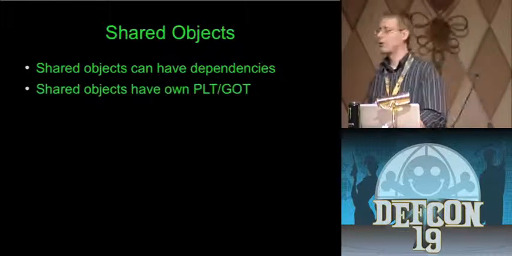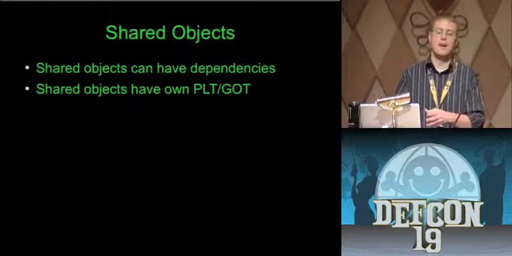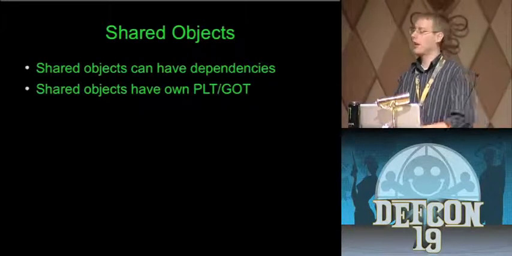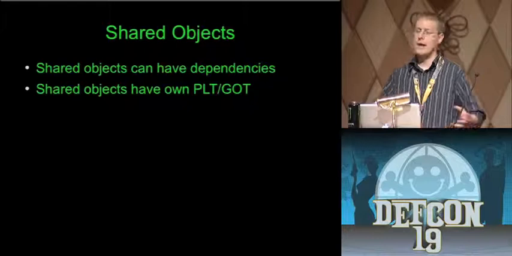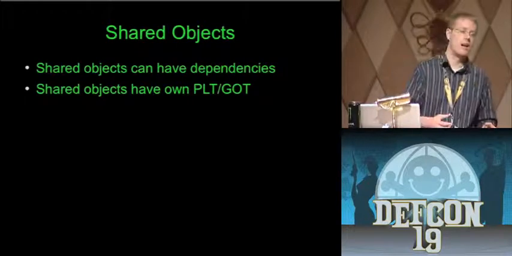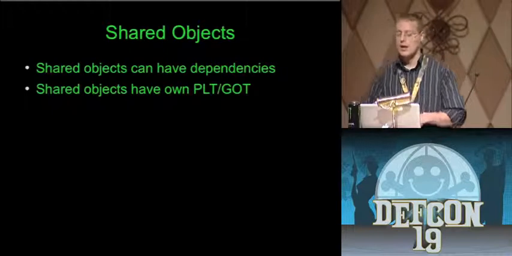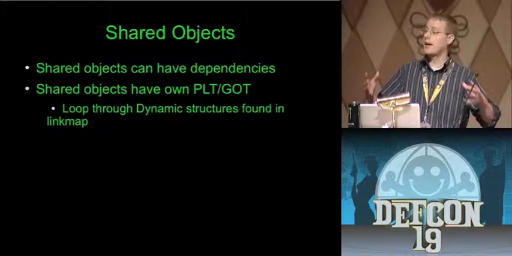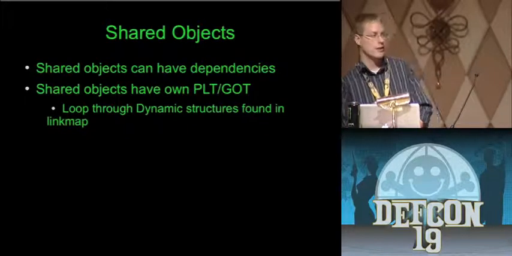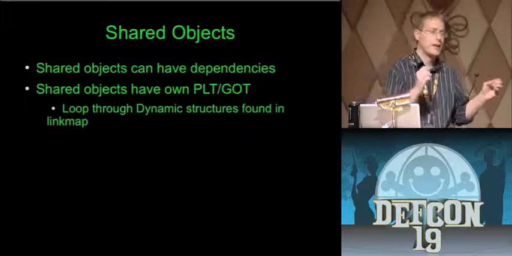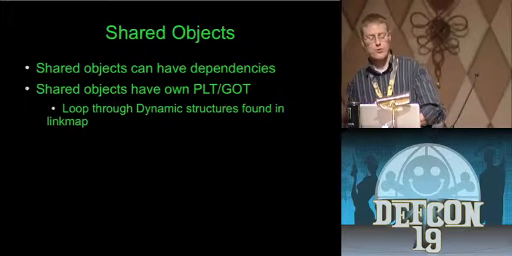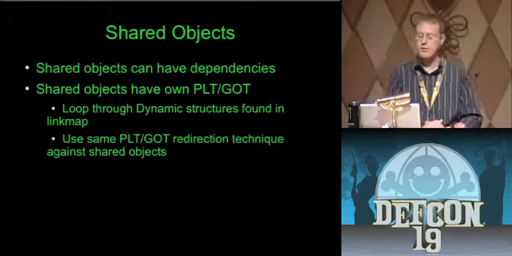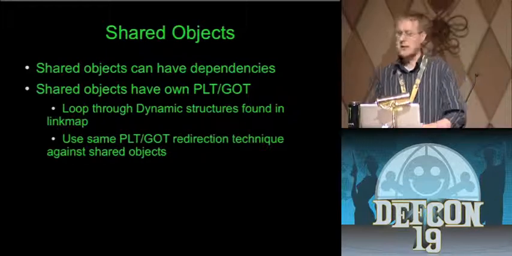Shared objects can have dependencies. Shared objects have their own procedure linkage table and global offset table. Prior to this slide, we were talking about the program's main GOT and PLT. But each shared object, because it can be loaded in random spots in memory, and because it can depend on other shared objects, has its own PLT and GOT. So if you can hijack inside the main program, you can hijack inside shared objects. What you'll do is you'll loop through the dynamic structures found in the link map, and you'll use the same PLT-GOT redirection technique against the shared objects. It's the exact same principle.